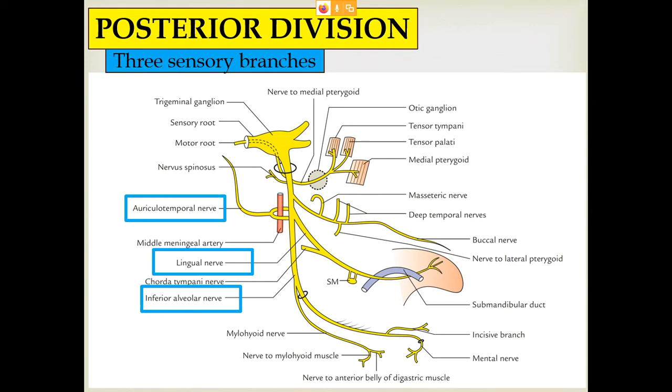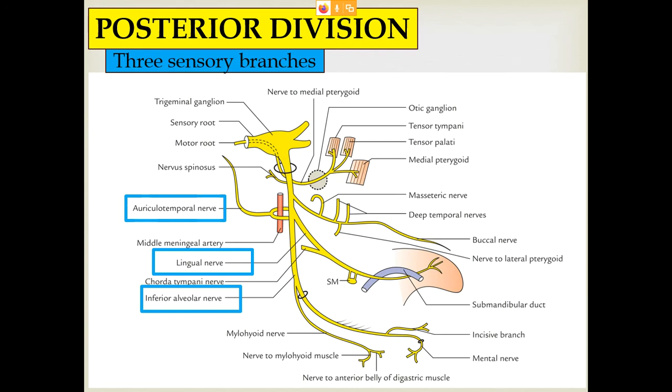When you are writing the course of these nerves in the examinations, write very briefly that the two roots embrace the middle meningeal artery. That is about the auriculotemporal nerve. This nerve ascends upwards and supplies the temporomandibular joint, and the superficial temporal branches supply the skin of the temple. The auricular branches supply the ear, the external acoustic meatus, and the anterior wall of the external acoustic meatus. So that is about the branches of the auriculotemporal nerve.